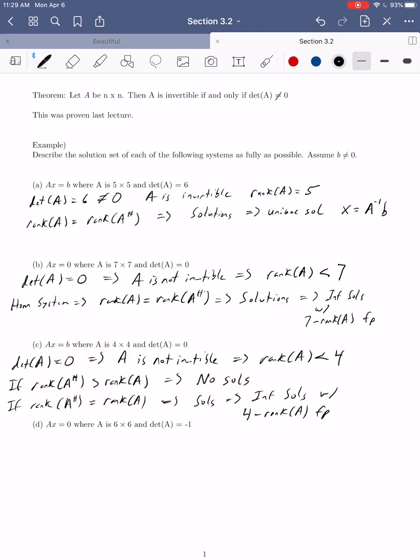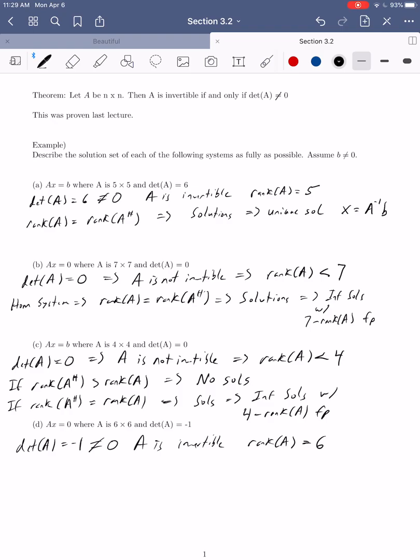All right, last one down here. We've got AX equals 0. A is 6 by 6, and the determinant of A is -1. Again, we don't really care that it's -1. All we care about is that it's non-zero, which means A is invertible, which means that the rank of A in this case must be 6. It must have full rank.